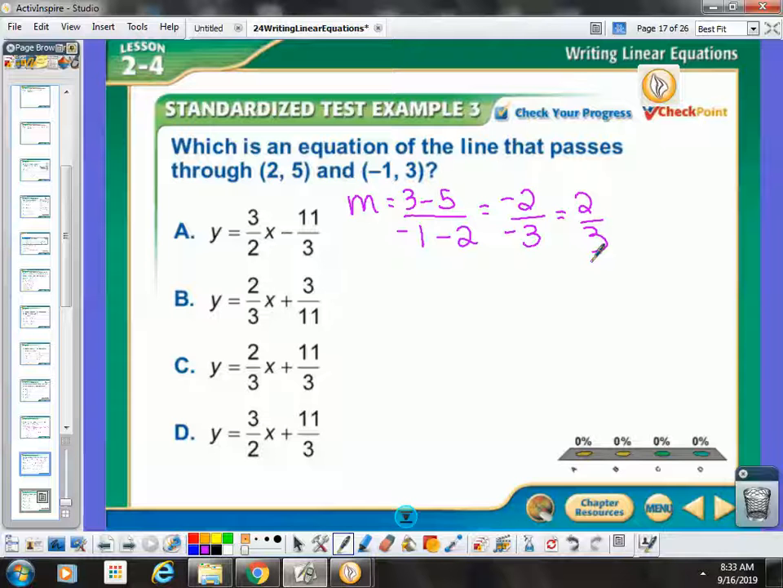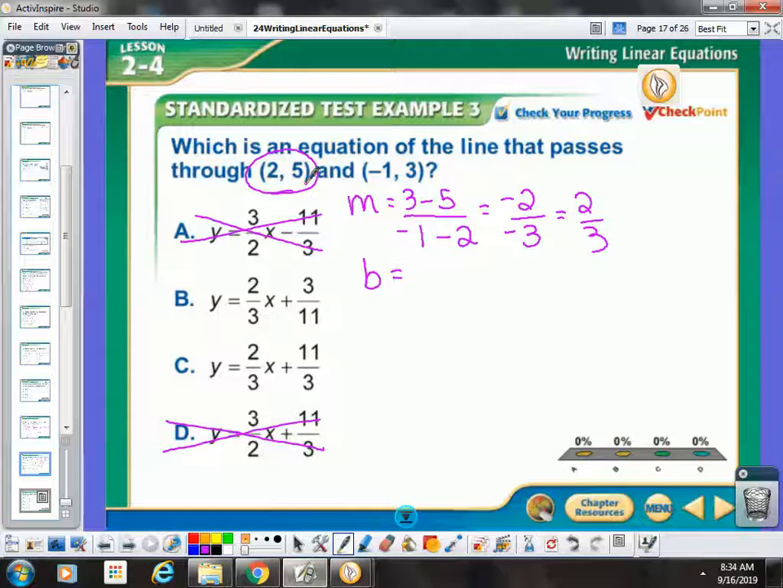With this slope alone, I can eliminate answer choice A and answer choice D. So now let's find our y-intercept. This time I'll use slope intercept form. So we have m, let's find b. So I'll use one of my ordered pairs. I'm going to use 2, 5, and I'll use a slope of 2/3.